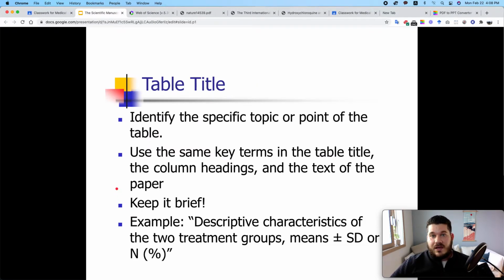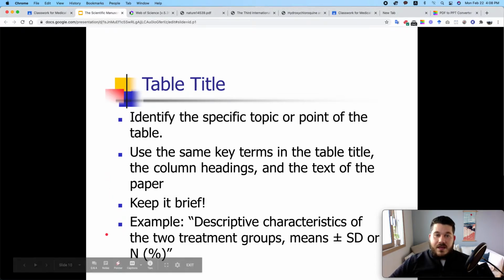And of course, every table and every figure needs some sort of title, so make sure your title displays the results accurately, and you use the same key terms in the title that you might use in the column or the text of the paper, right? One of the basic things you learn in high school when you do laboratory work is making sure the units are placed on the graph or on the table and that they're correct, and making sure that the heading and the terms used all match. You don't want to confuse the reader. Keep it brief is really important, okay?